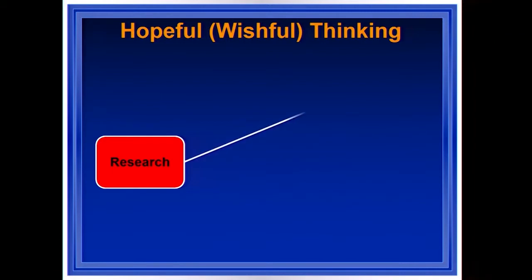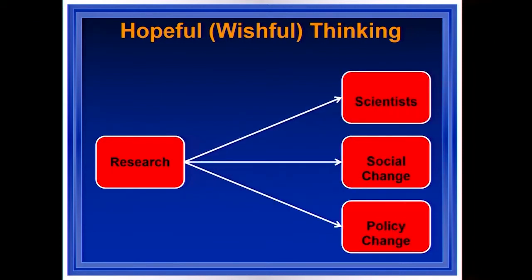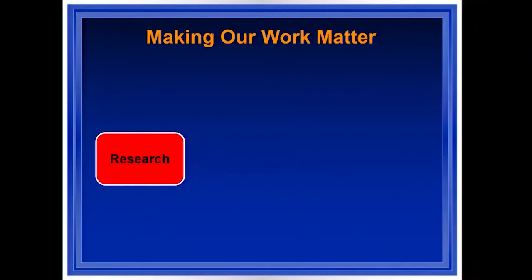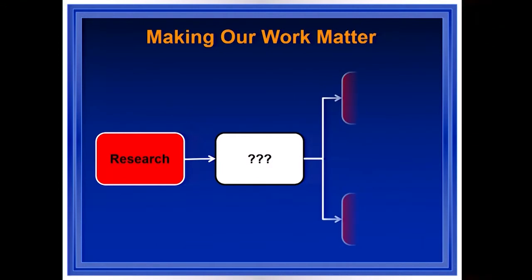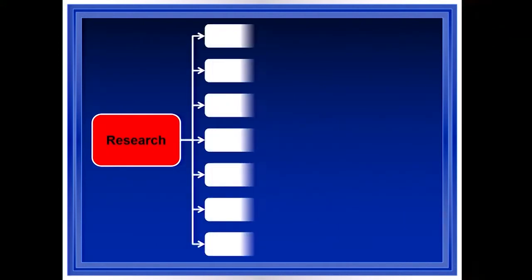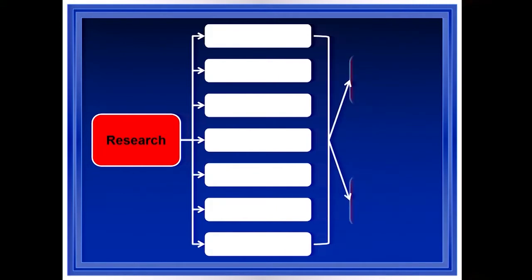Our hope, ultimately, was that research would create impact on other scientists. It would create social and policy change, and it seems we were pretty good at the first link, but not so good at the others. So we wanted to think about how the work might matter and came up with this particular model that we refer to as strategic research.